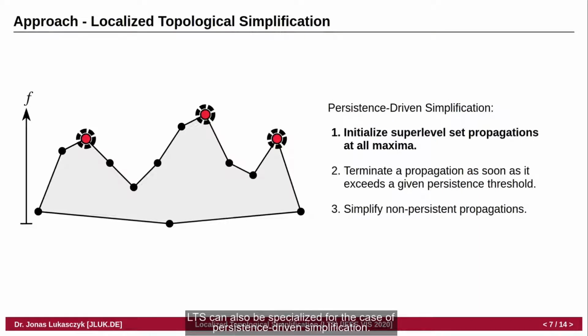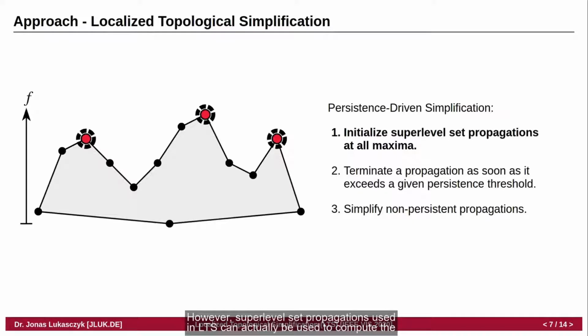Then we can flatten and disambiguate the combined regions at once. LTS can also be specialized for the case of persistence-driven simplification. As explained before, LTS can remove extrema based on any user-defined metric. If this metric corresponds to persistence, then in the previous TTK workflow one had to first compute all persistence pairs and then feed a blacklist of extrema that correspond to non-persistent pairs into the simplification procedure.